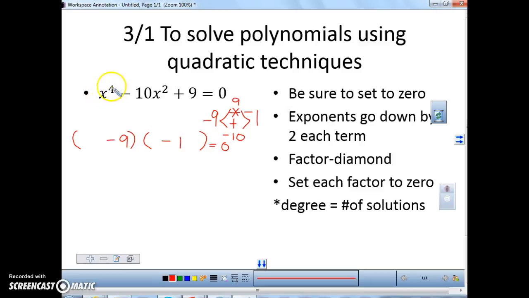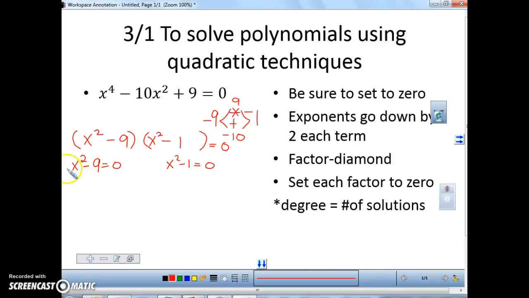Yep, and this is x to the 4th, so it's not going to just be x, it's going to be x squared, because x squared times x squared gives you x to the 4th. Now we're going to take each factor and set it to 0 like we did on our warm-up today. And then we solve each one individually.